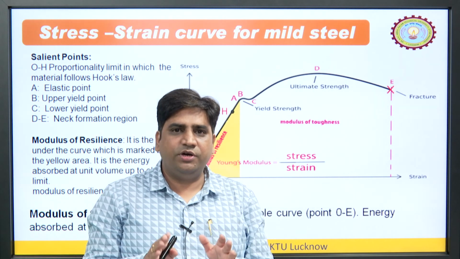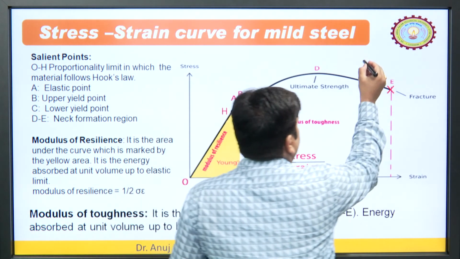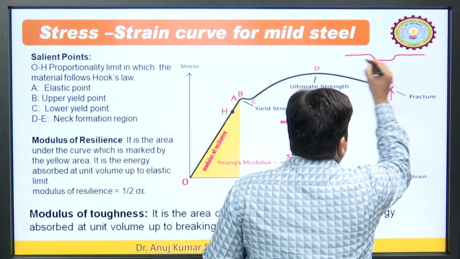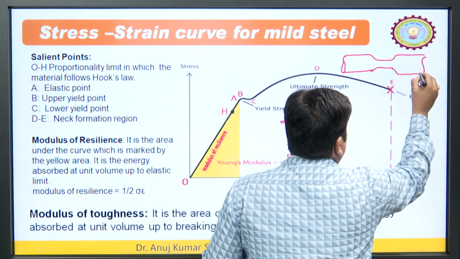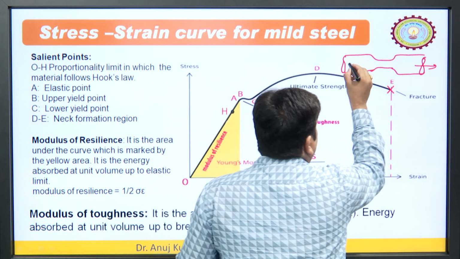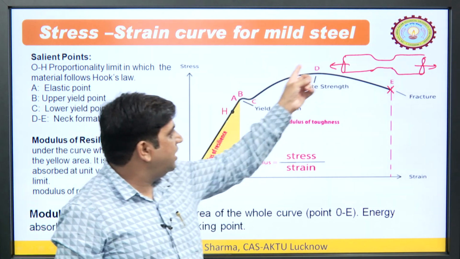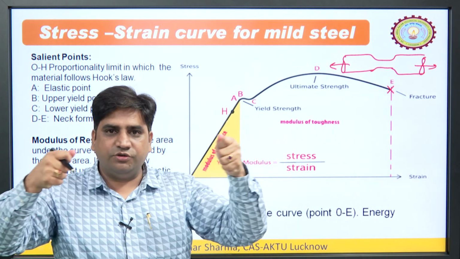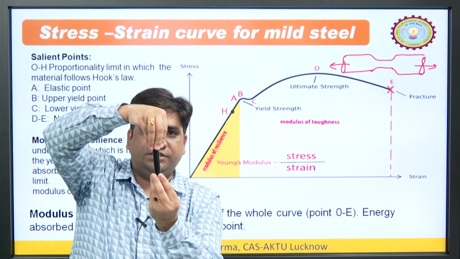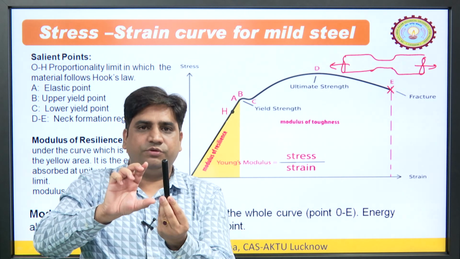It is very important to understand this curve when we stretch any object in the UTM machine. So, this is the object which we try to pull in this direction, let us say for mild steel. Why for mild steel? Because these points are clearly defined for mild steel. So, we should understand if we stretch this object, how it behaves under different conditions of loading.